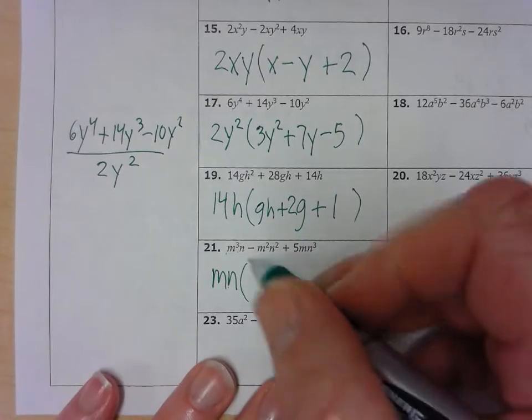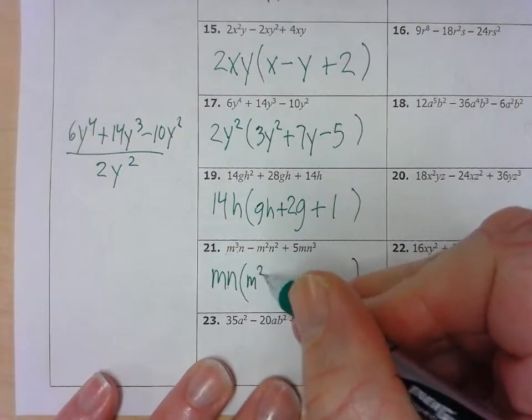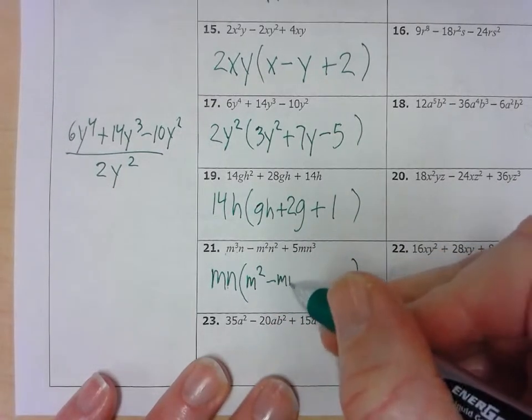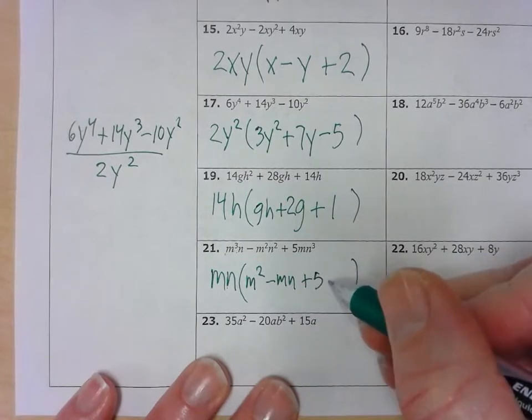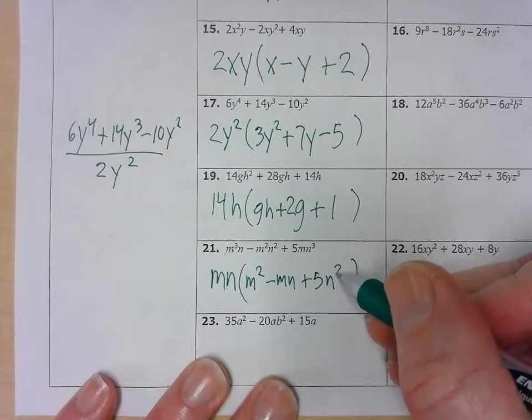All right, and go. We need an m squared. We need a minus mn and a 5n squared.